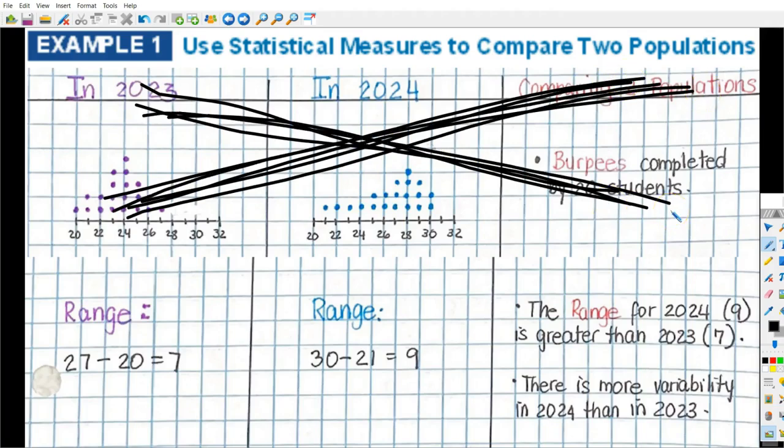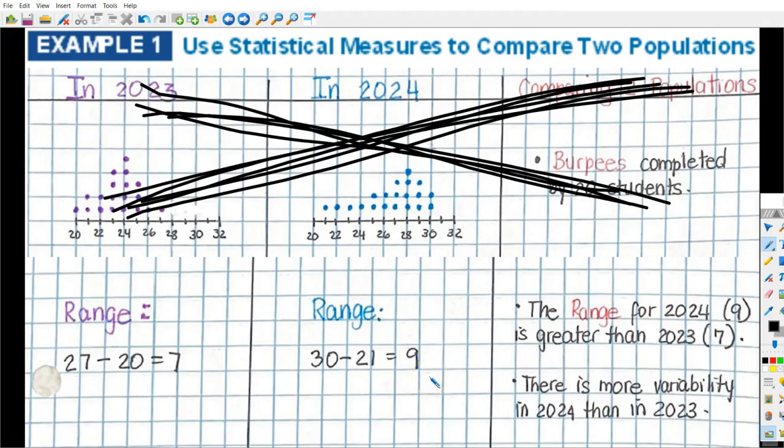So we're looking at the range. The range is the greatest number subtracted by the lowest number. So in 2023, the greatest number is 27. The least number is 20. So 27 minus 20 equals 7. For 2024, 30 is the greatest number. 21 is the smallest number. So 30 minus 21 is 9.